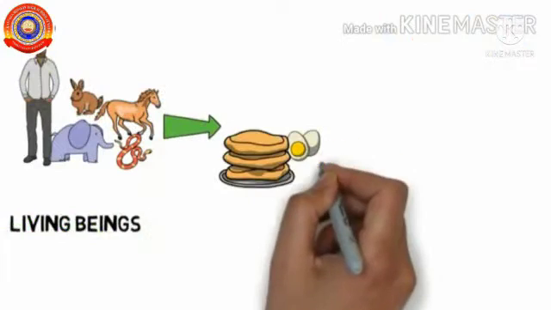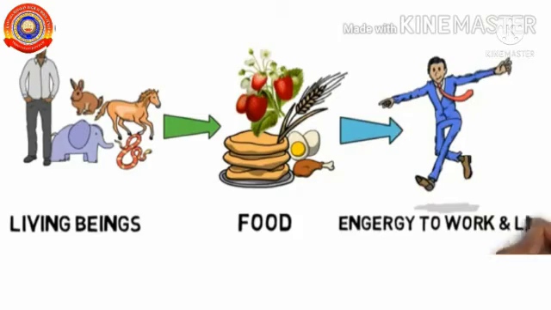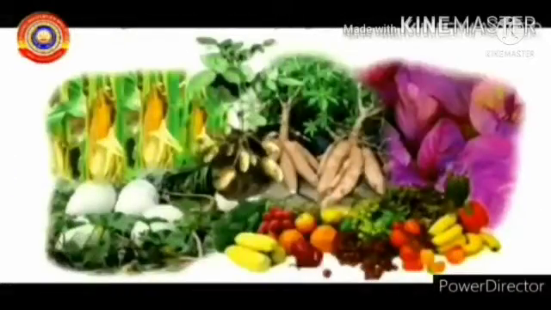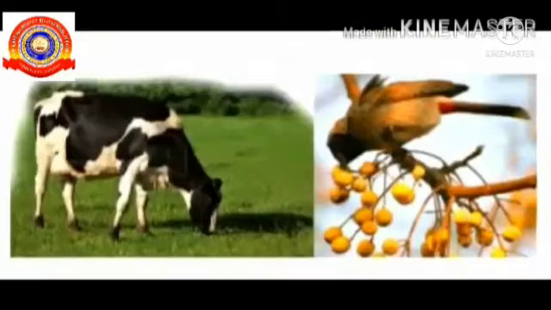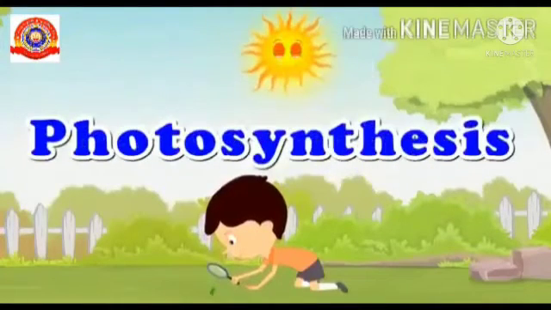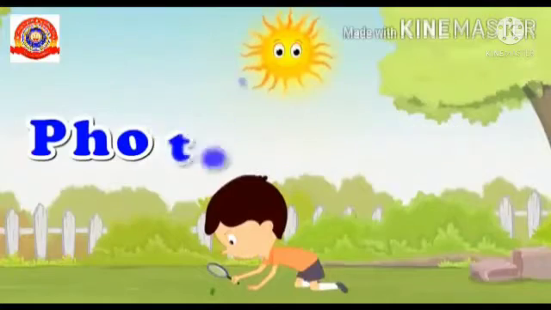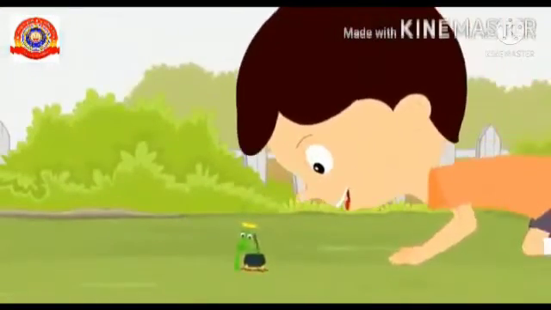Okay. We have already seen in the previous class that plants are the major source of food for us. But plants cannot eat like humans and animals. Then, where do they get their energy from? It is through the process called photosynthesis. Now we are going to learn about photosynthesis in detail.